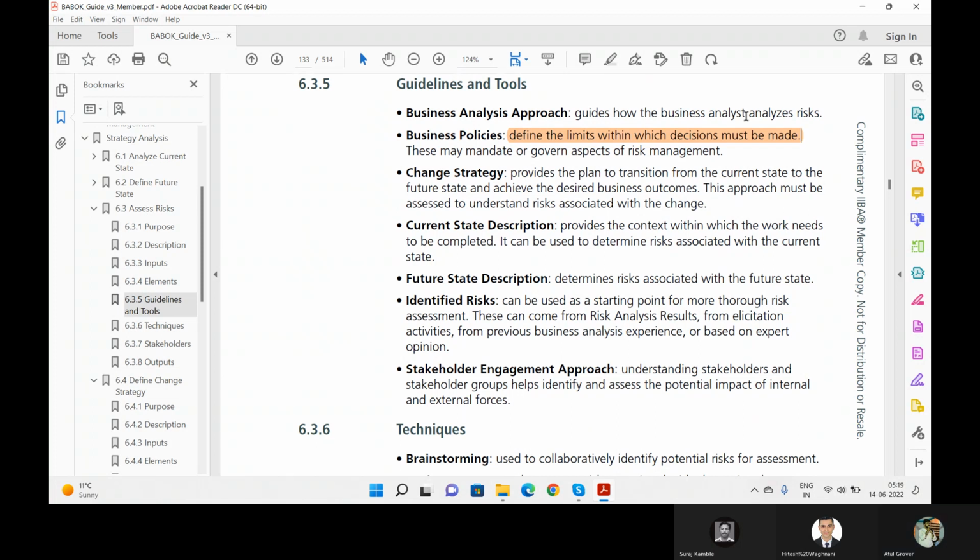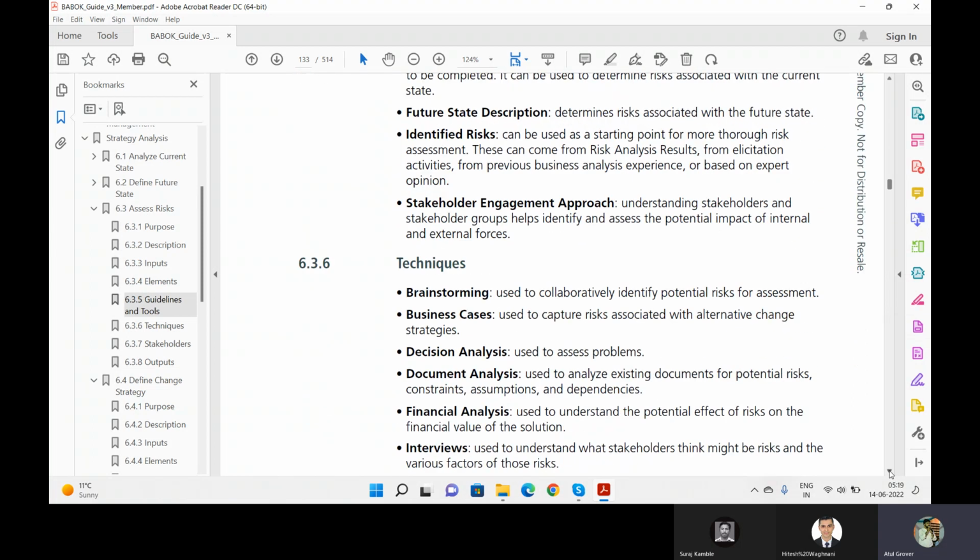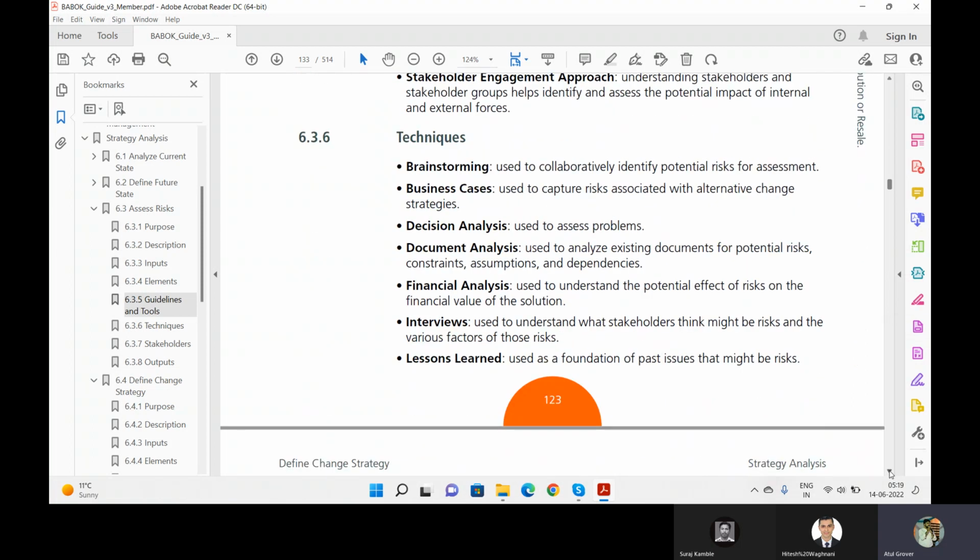Then the last one is called the stakeholder engagement approach. How you're involving your stakeholders. That is the guideline for you to do the risk assessment. Now, if I come to the techniques part here, how to evaluate the technique.